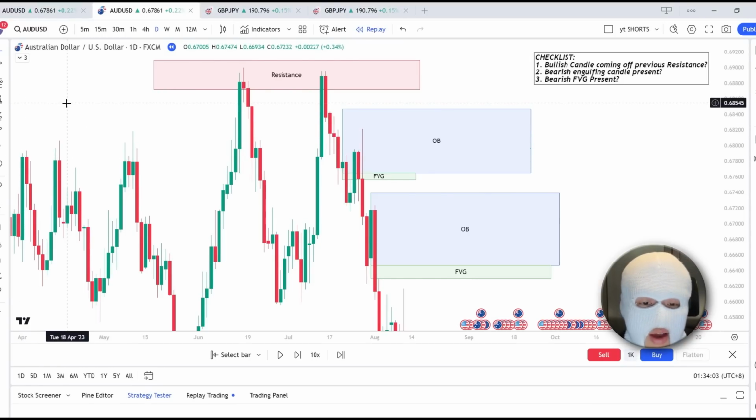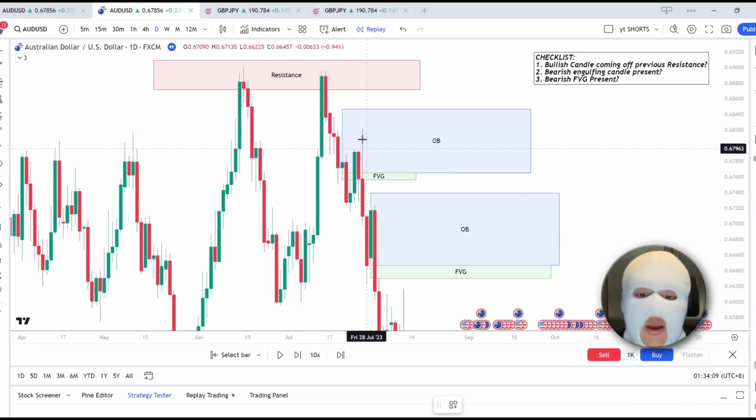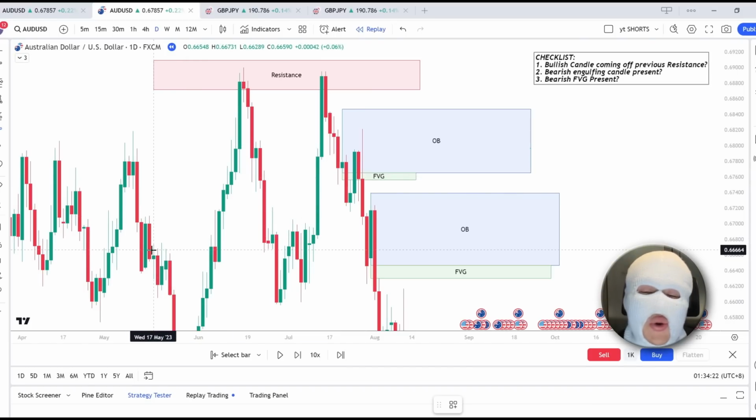Alright, so we have covered the bullish order blocks. Let's move on to the bearish order blocks. Bearish order blocks are bullish candles coming off previous resistance, followed by an impulse move that breaks the low of the bullish candles with a bearish fair value gap overlapping with it. I know, it may sound like a mouthful, but let me show you an example.